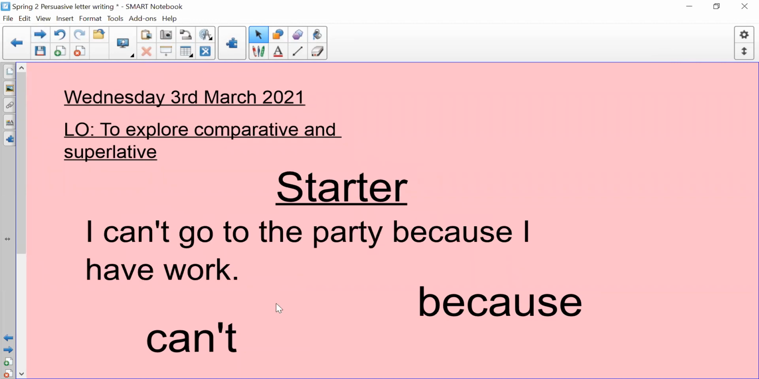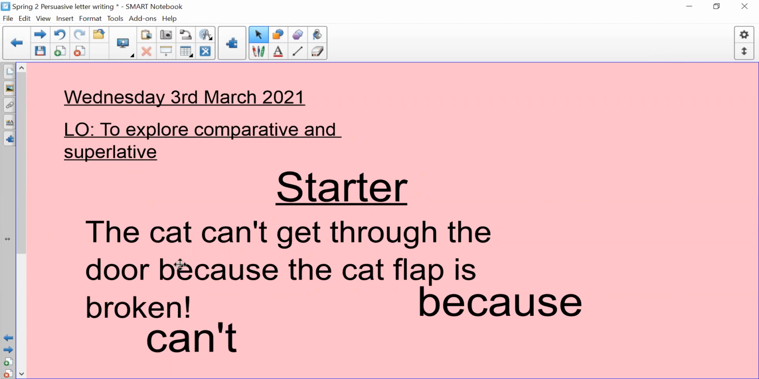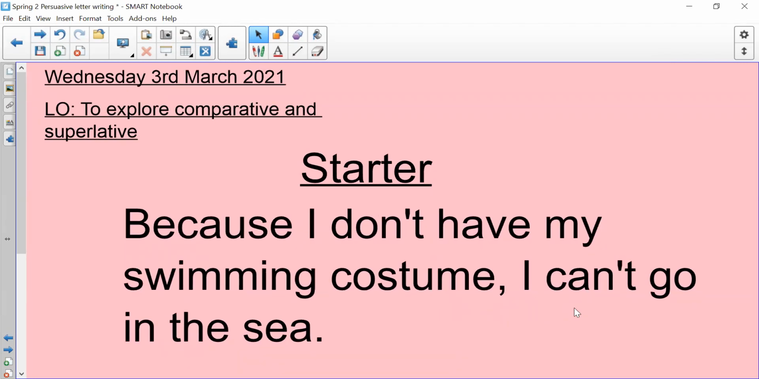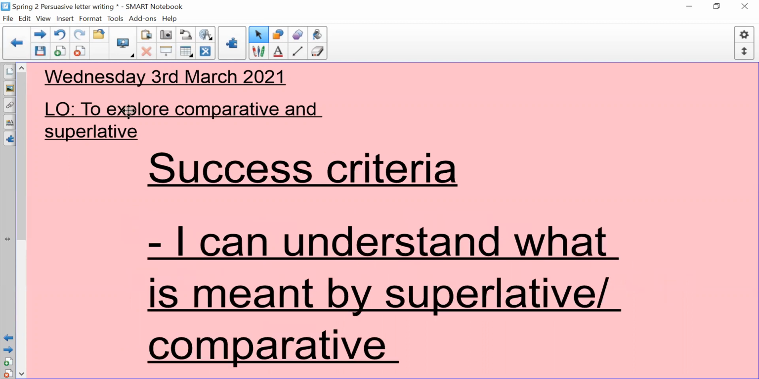Here's a couple of examples. I can't go to the party because I have work. The cat can't get through the door because the cat flap is broken. And then switching them round: because I don't have my swimming costume, I can't go in the sea. I'm sure your sentences will be much more creative than mine, but well done for using those words.